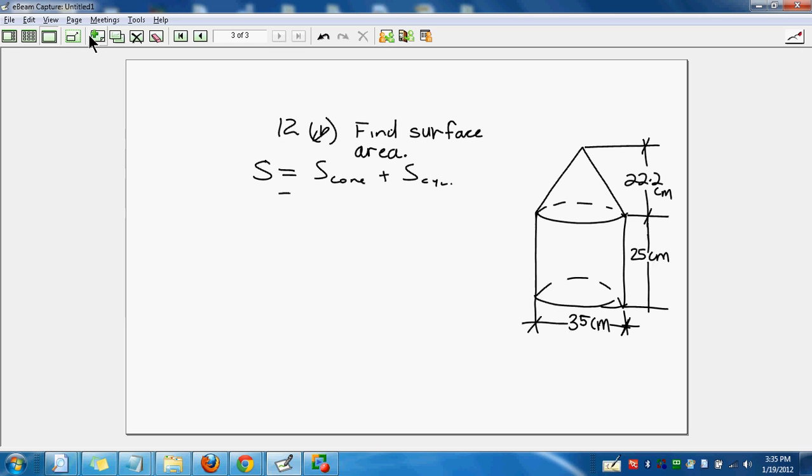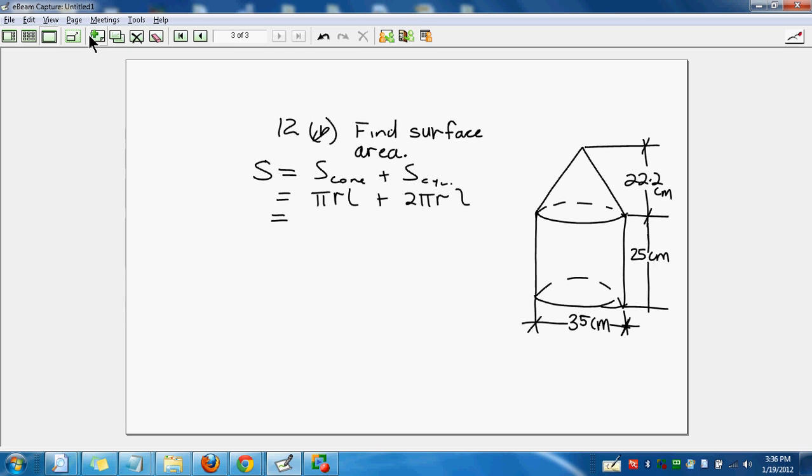Now the surface area of the cone is pi RL, and the surface area of the cylinder will be 2 pi RL, right? Where in the case of the cone, the L is the slant height, and in the case of the cylinder, the L would be the perpendicular height. Okay, so let's see what happens here.